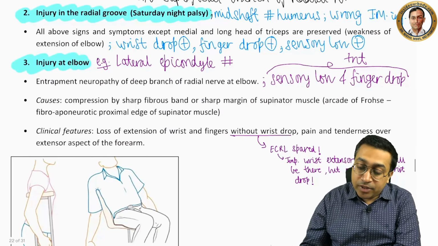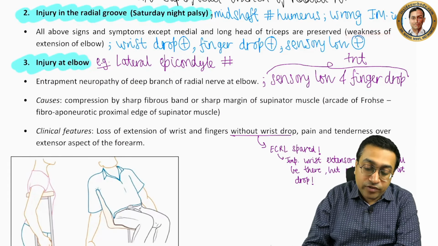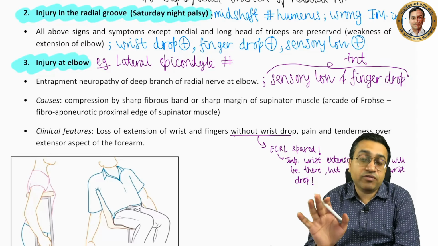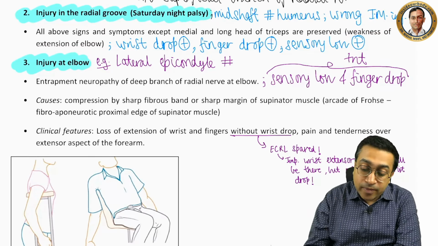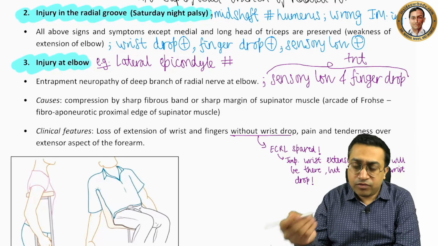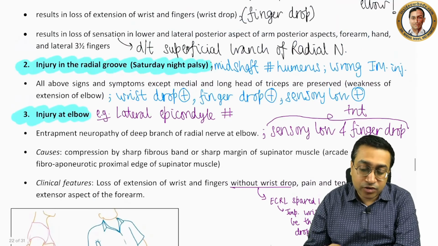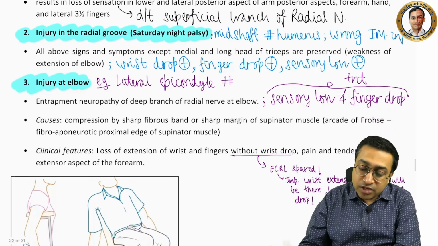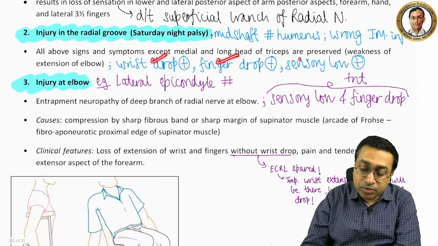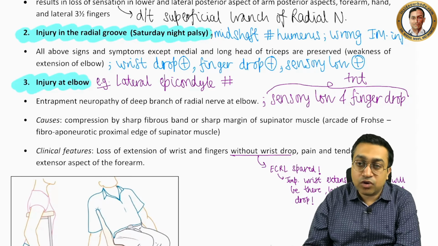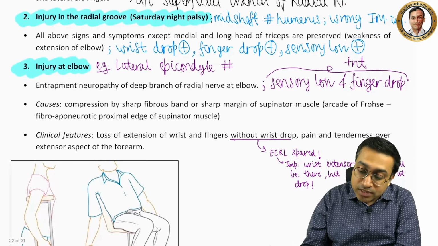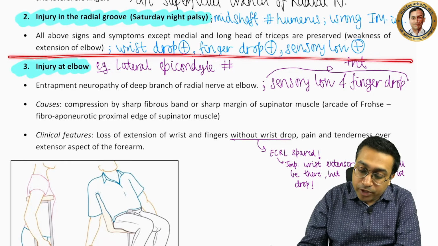So what will happen? There will be weakness of extension of the elbow. Extension will be affected, but there will be weakness. Then wrist drop will be present. We have already discussed the reasons for the wrist drop: all the extensors of the wrist and the fingers. Finger drop will be present, wrist drop, cutaneous nerve will be involved, so sensory loss will be there. Those all features will be there. Okay, what else? Then this is the second point, injury.